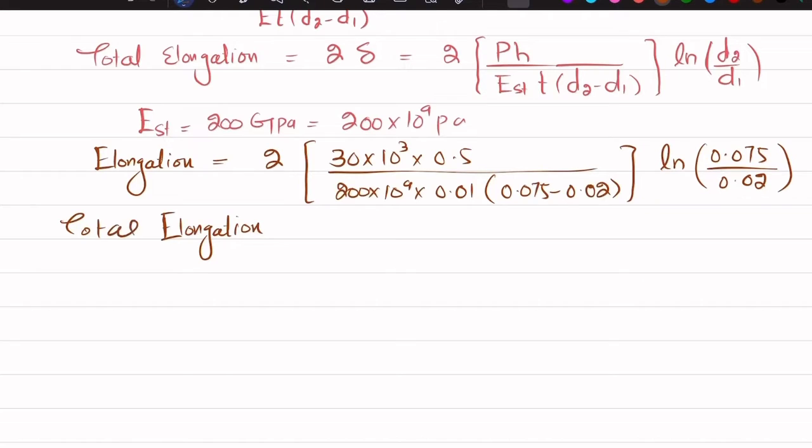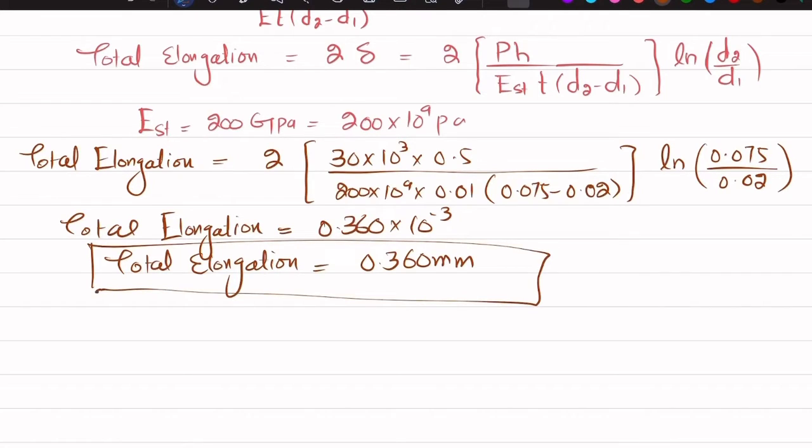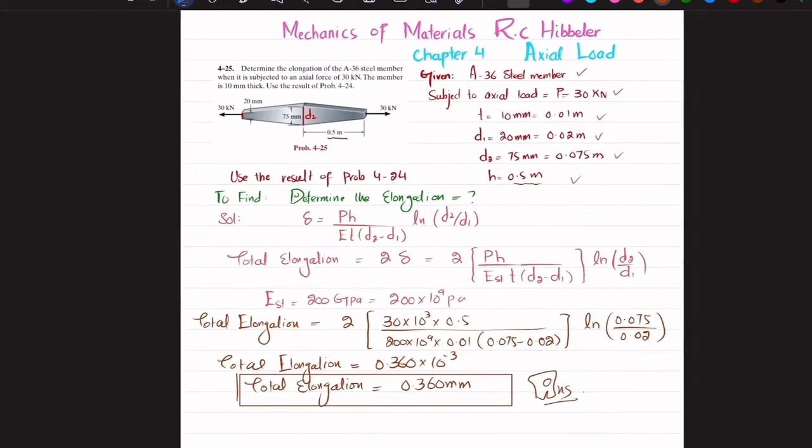I will write total as well. So total elongation will be equal to 0.360 into 10 raised to power minus 3, or that will be equal to 0.360 millimeter. So that will be total elongation. And this is the answer of our question number 4-25. And that was all about this problem.